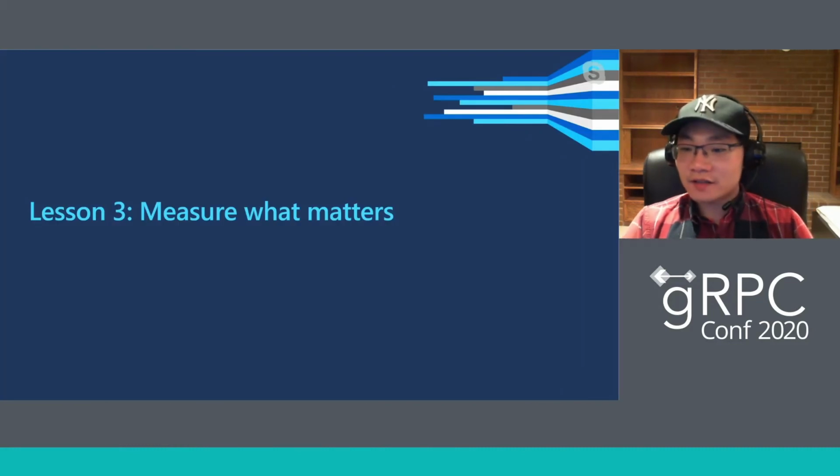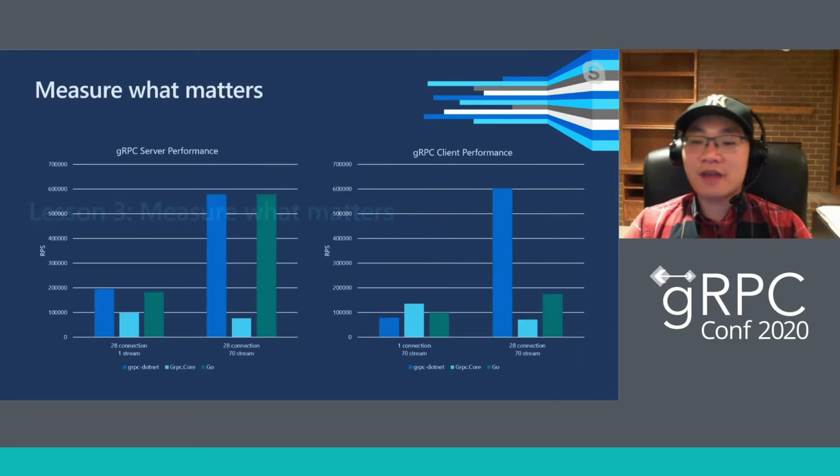So for the next lesson, let's take a look at our journey to improve performance in grpc-dotnet. What we learned here was that while everyone cares about performance and gets captivated by specific benchmarks, it's important to measure what actually matters. Let's start by taking a look at some of our current performance numbers. After learning to measure what matters, we were able to make grpc-dotnet a competitive stack with grpc.core and Go implementations across a variety of traffic patterns.